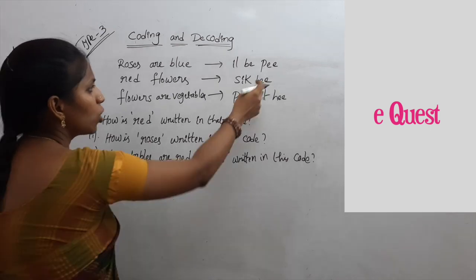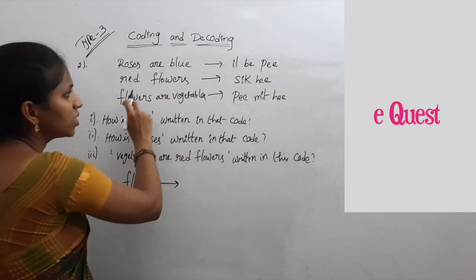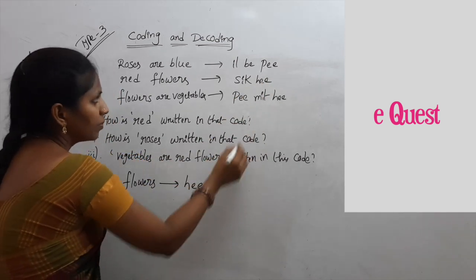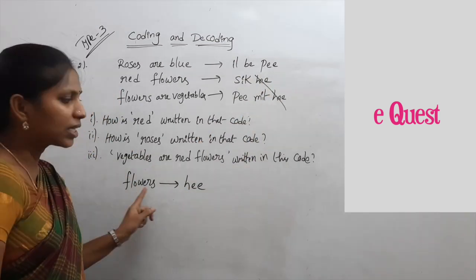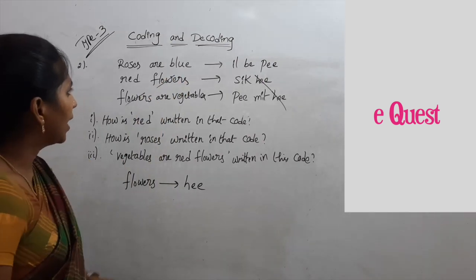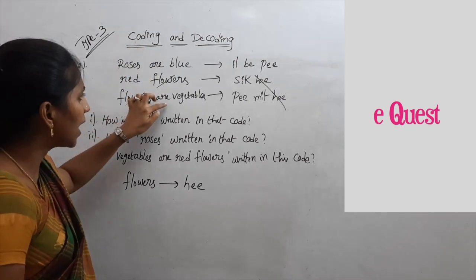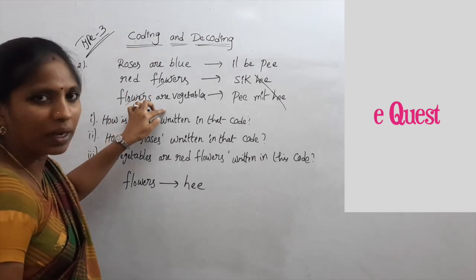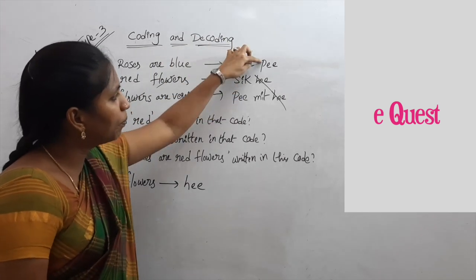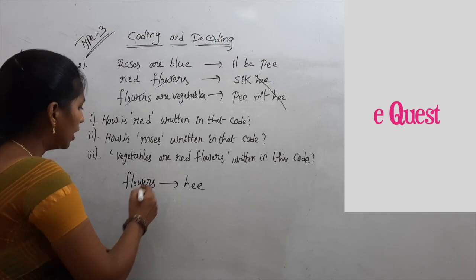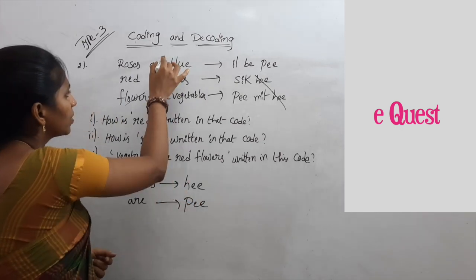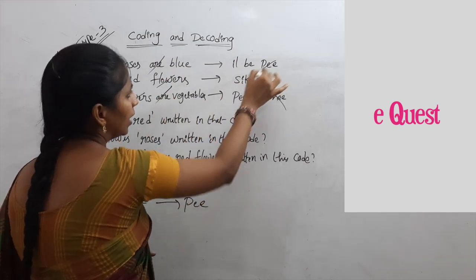So flowers, code is what? Which is common in these two? Here flowers is common, and here which is common? HE is common. So flowers' corresponding code is HE. Next, see here, in the first sentence and last sentence, R is common. So which is common in the first and the third? P. P is common. So here, R's corresponding code is P. R cancelled, and here P.